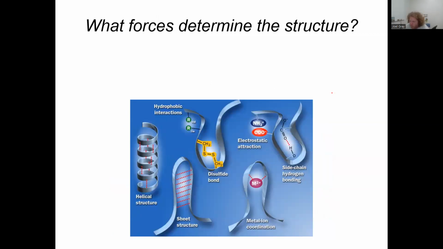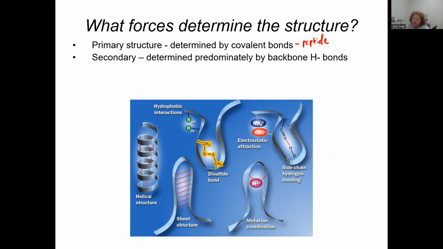Now, what's very important whenever we think about protein structure is what are the different forces that solidify these different structures. So your primary structure is determined solely by the covalent bonds, your peptide bonds. Those peptide bonds connect one amino acid to the next amino acid. Your secondary structure is determined predominantly by backbone hydrogen bonds.